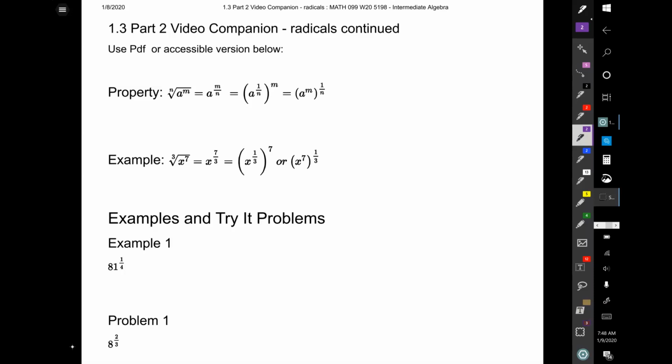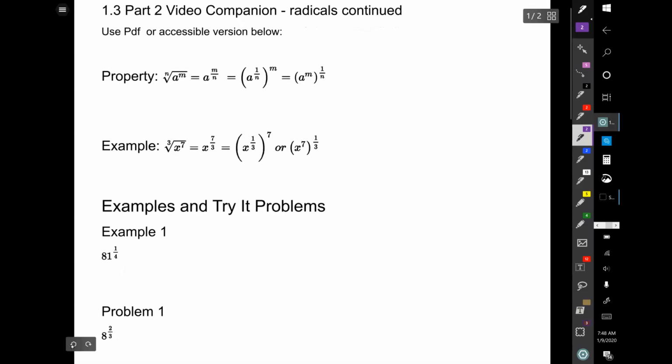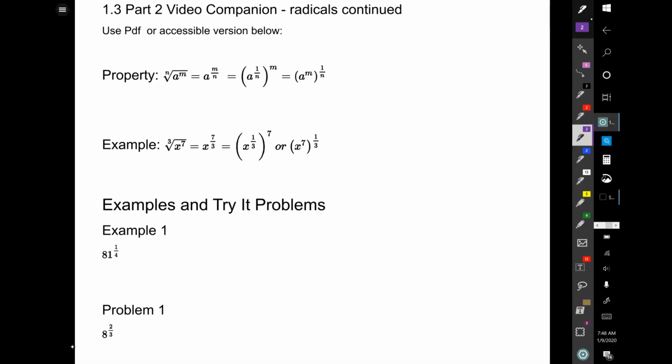So again, you can just copy things down as I write them, print out the PDF, or use the accessible version in Canvas. So for here, we have a property, nth root of a to the m. Sometimes writing it in a different format helps us to simplify things, and also when we're solving later, when we have to use logs and things in your pre-calc, you're going to need this method.